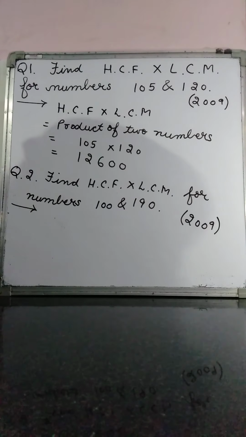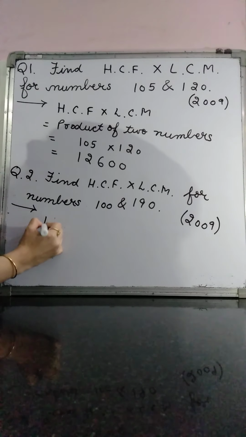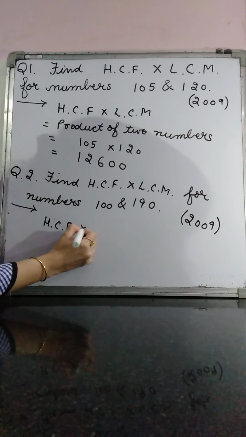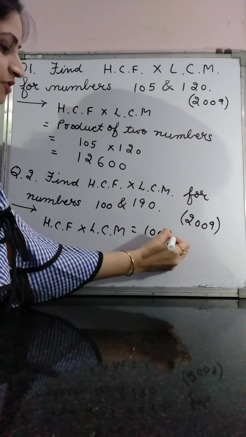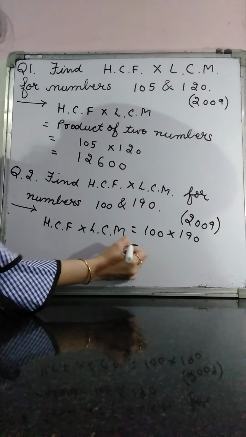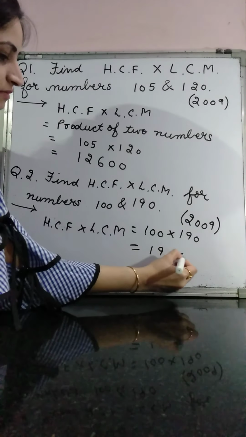Second question is find HCF into LCM for two numbers 100 and 190. Apply the same. HCF into LCM is equal to product of two numbers, 100 into 190, that is 19,000.